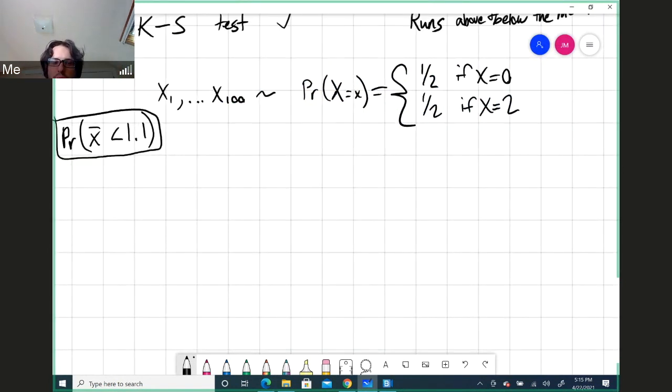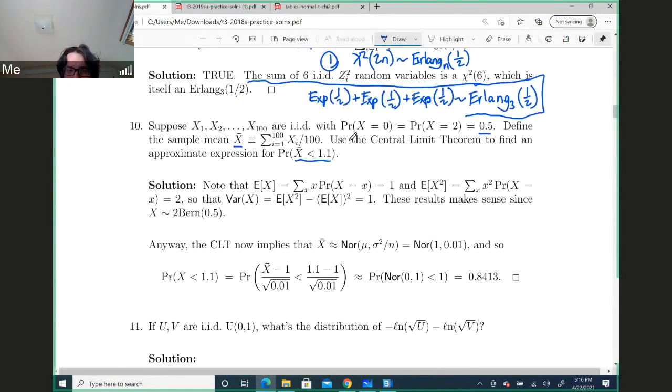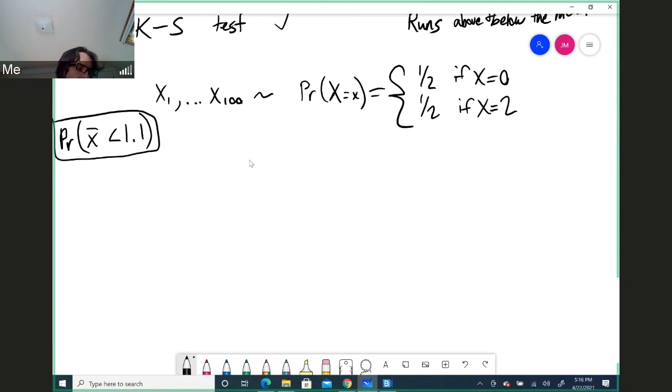So how do we get this? If you see this question on a test, it might be a little overwhelming because you're very confused. But thankfully, the question does say to use the central limit theorem to find an approximate expression, which is a very key hint in this one. The central limit theorem should be on your equation sheet as well. Let me find the actual expression.